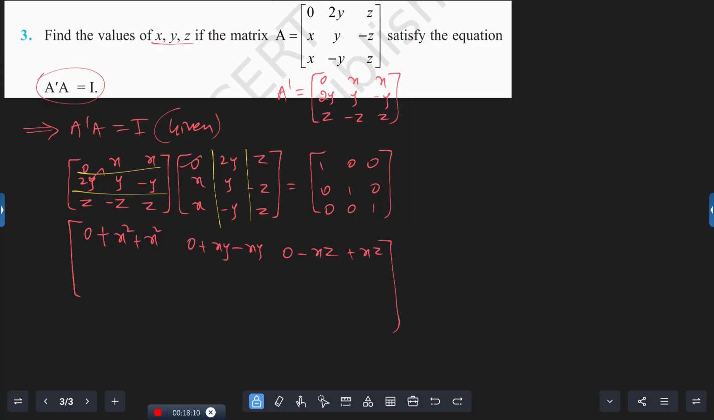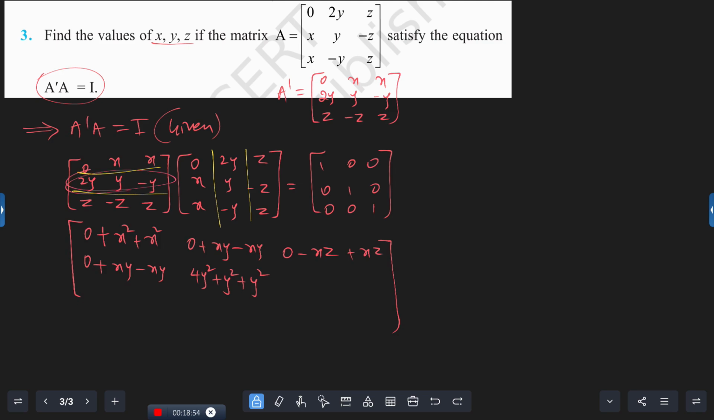So first element with the first element: 2y into 0, 0. Plus second element with second element: y into x, xy, minus y into x, minus xy. Understand? Like that, 2y into 2y, 2 twos are 4, y into y, y square. Minus y into minus y, minus into minus plus, y into y, y square. Be careful when you take the product. Matrix product is very important.